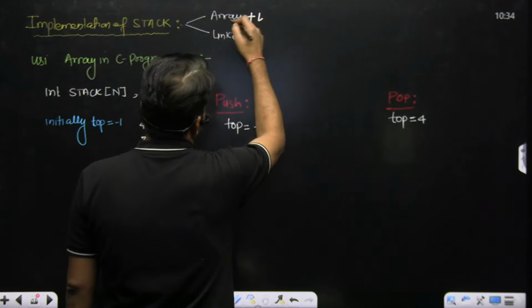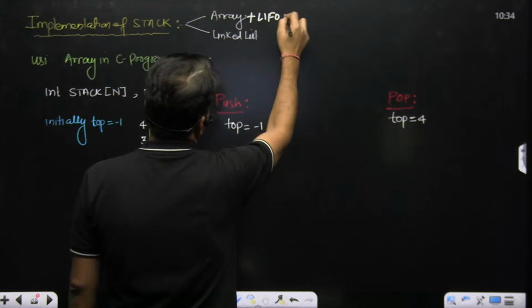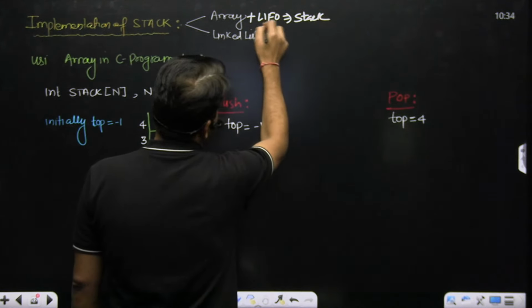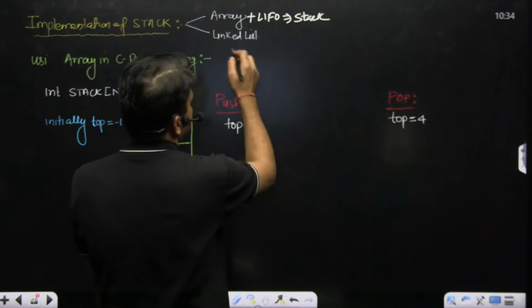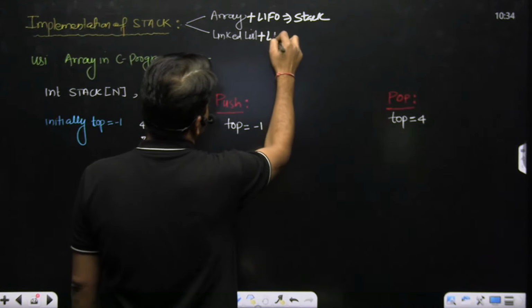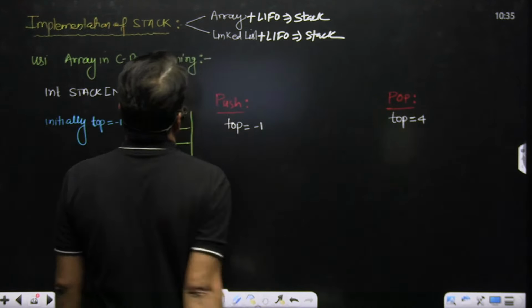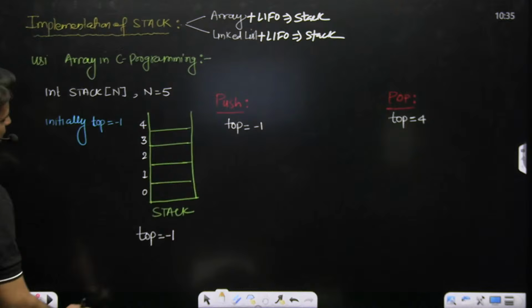So in an array we have to apply a restriction. What restriction? Array plus LIFO will be a stack. How can we apply this restriction? With the help of a top pointer. In a linked list also, apply the restriction LIFO, so it will be a stack. Okay, so let's first discuss using array.